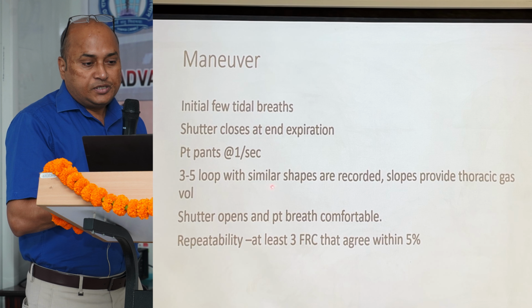Once 3 to 4 loops with similar shapes are recorded, the loops provide the thoracic gas volume. Then the shutter opens. If the 3 FRC values are within a range of 5%, this means it is an accepted and repeatable curve.